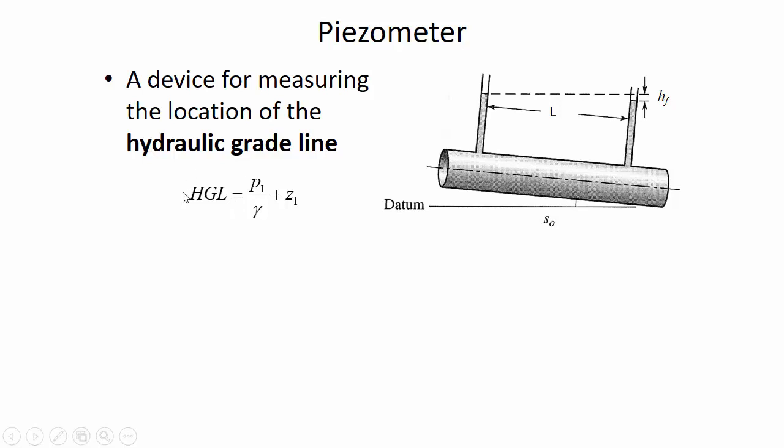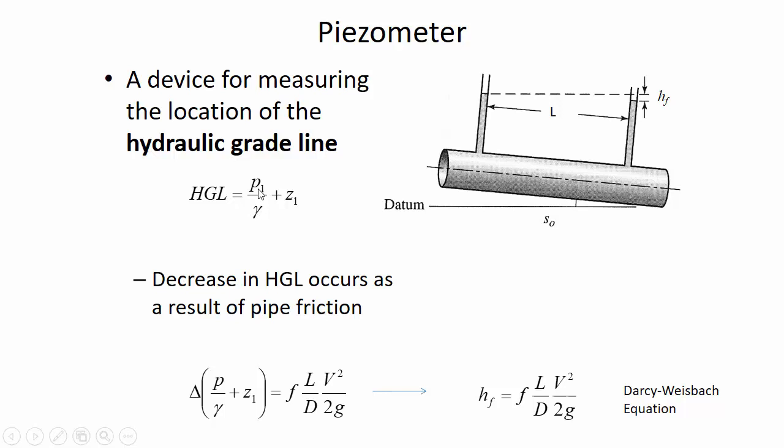And the HGL accounts for the elevation and pressure head. And the reason why the HGL decreases is pipe friction. And I've told you before that the Darcy-Weisbach equation is the most accurate way to estimate the magnitude of energy loss due to pipe friction. And so it's that friction factor F.